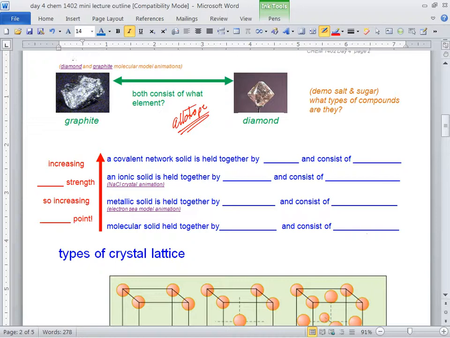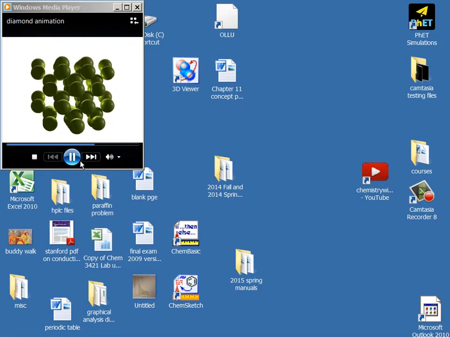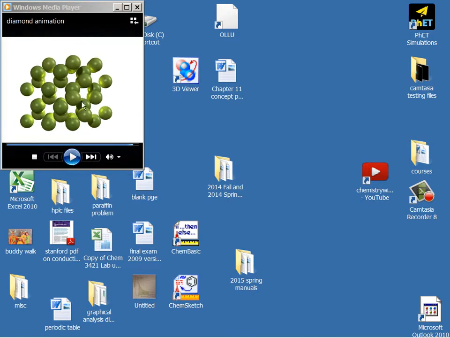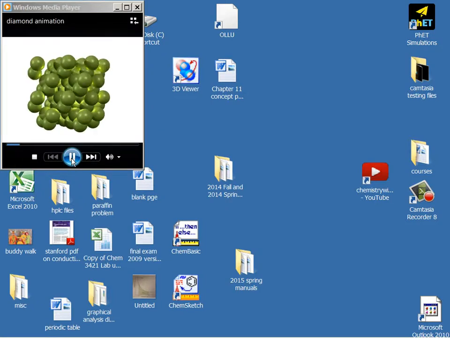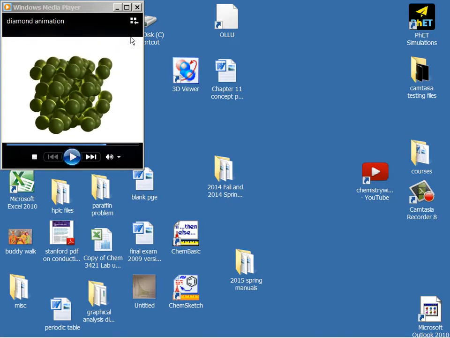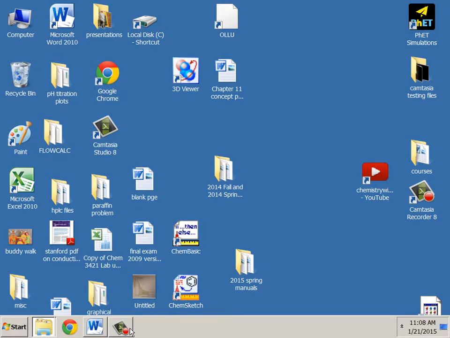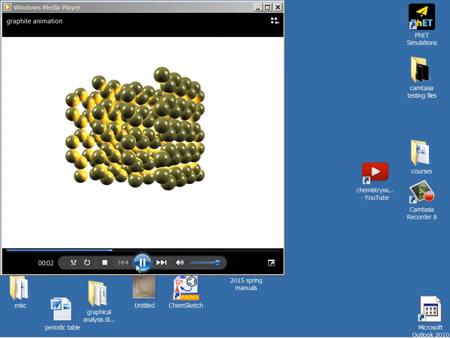Let's take a look at these. I'll show you diamond first. There's diamond. So all these green spheres are what again? Carbon atoms, right? They're all carbon atoms. It's really compact, hard as a rock, right? You just rearrange those atoms in a different manner, and you get this.